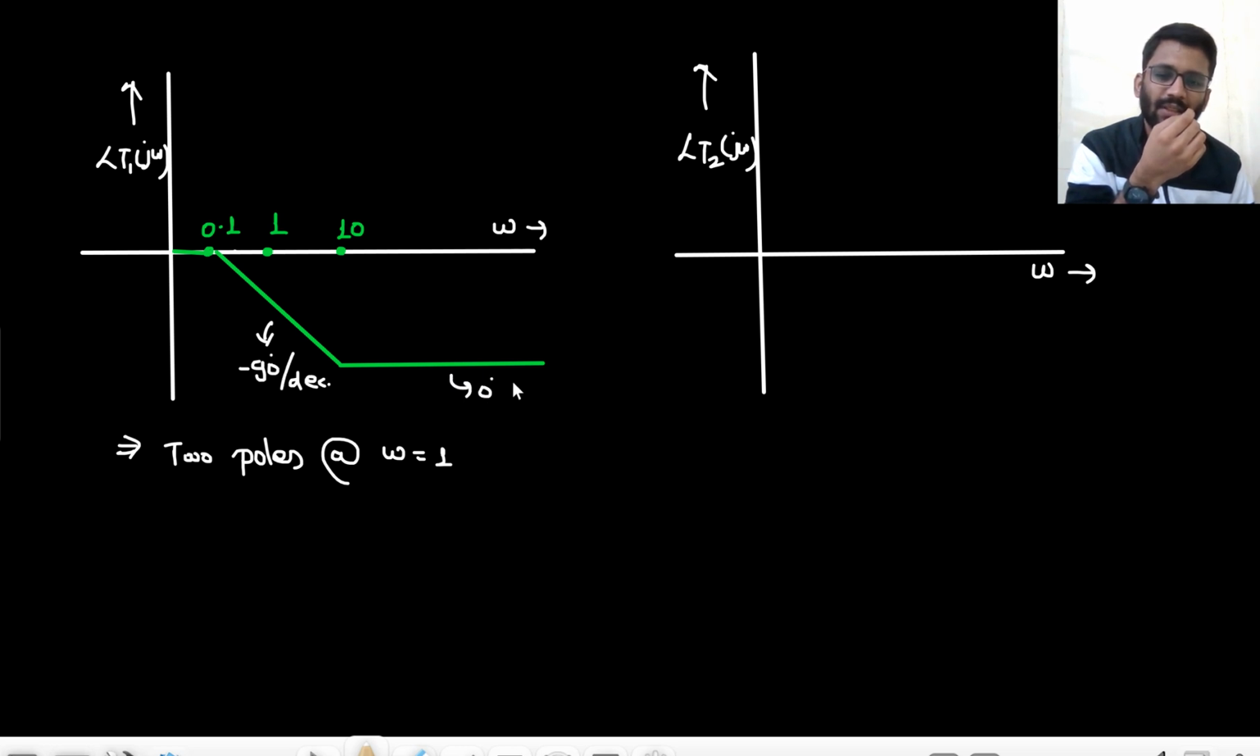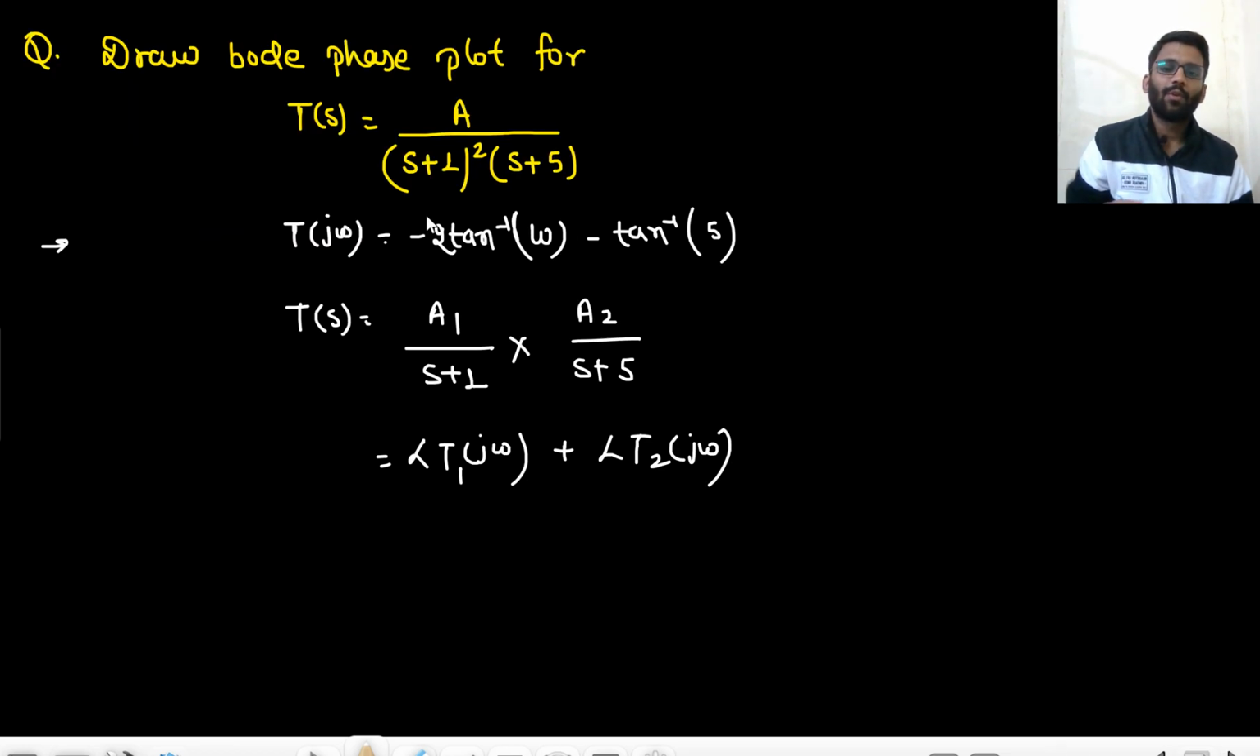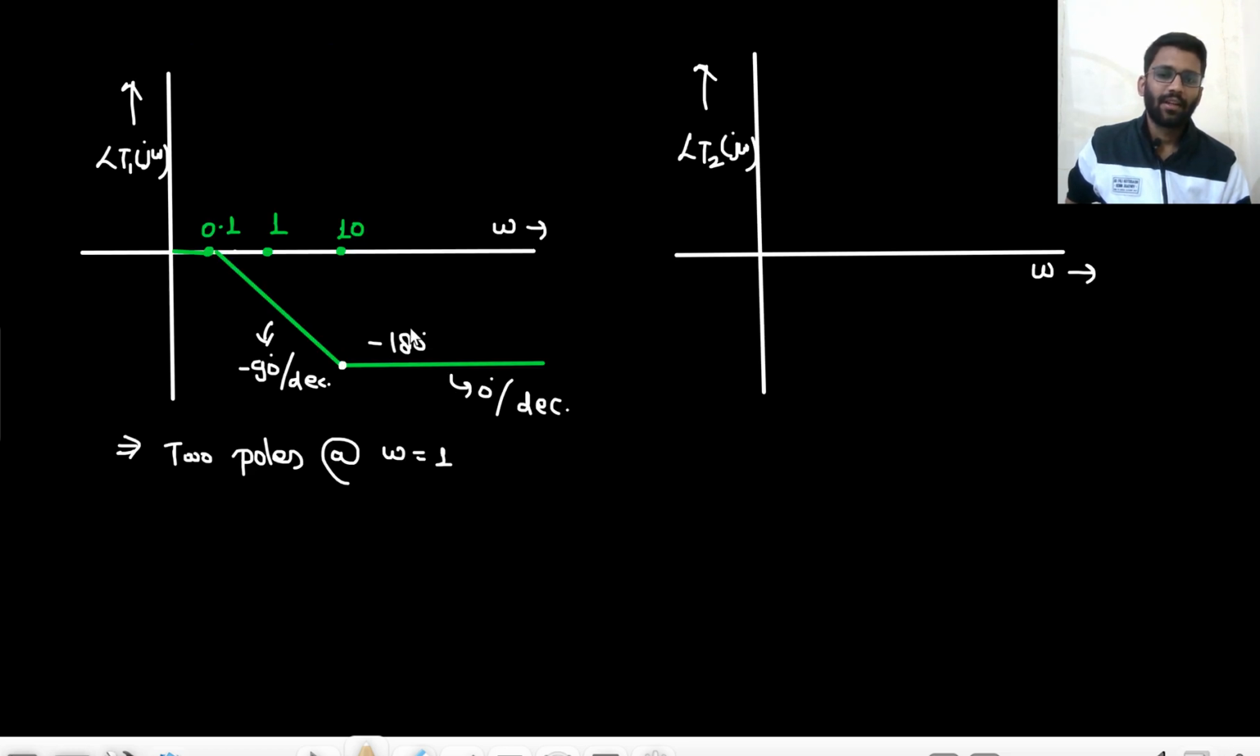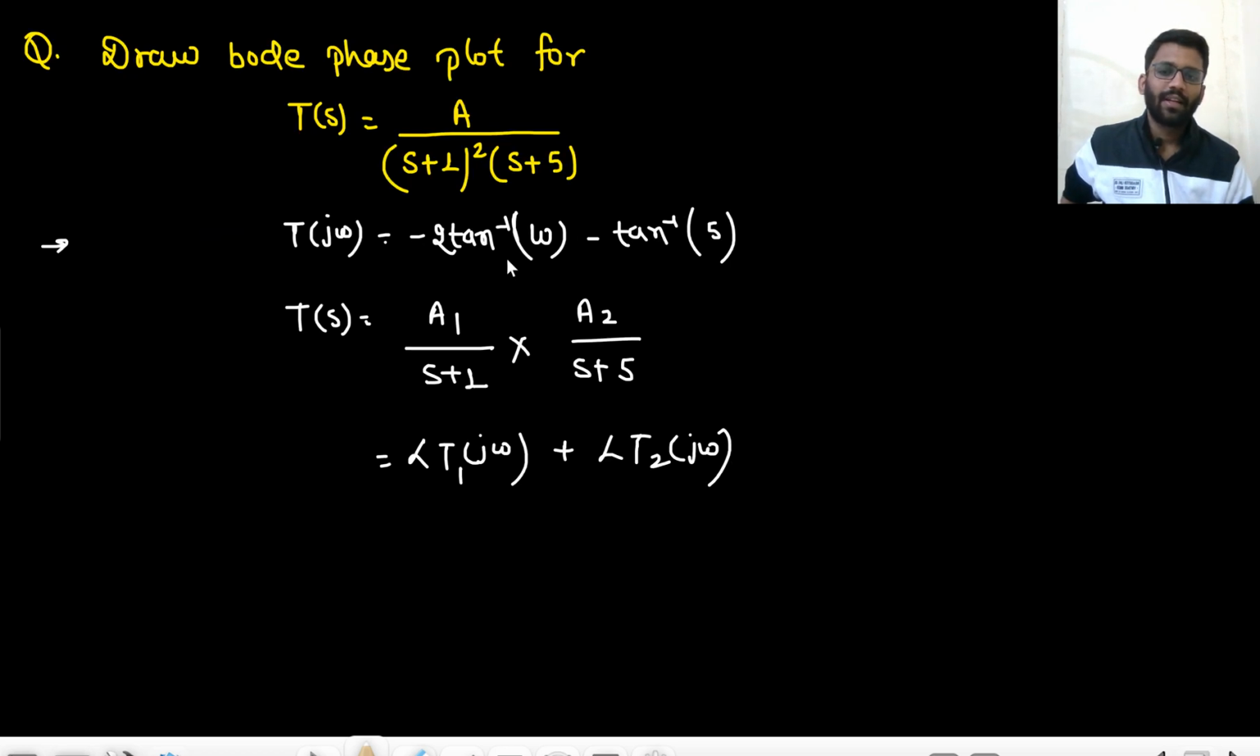And here the slope is 0 degree per decade. What is the value here you expect? It will be minus 180 degree. Right? Put omega goes to infinity in this case. This will be 90 degree. 90 into 2, minus 180 degree. So the angle is minus 180 degree. At omega goes to 1, how much angle do you expect? At omega goes to 1, I would expect minus 90 degree. Right? Put omega goes to 1 here.